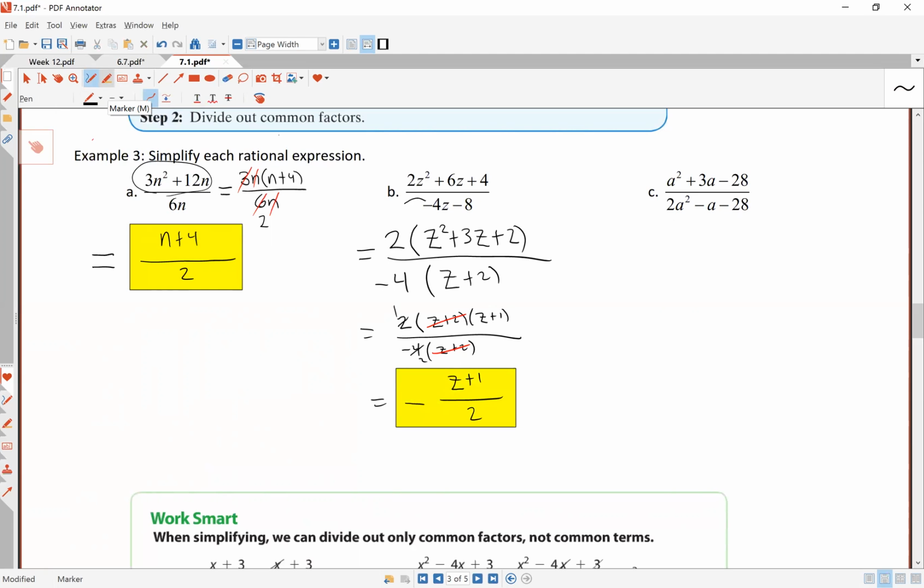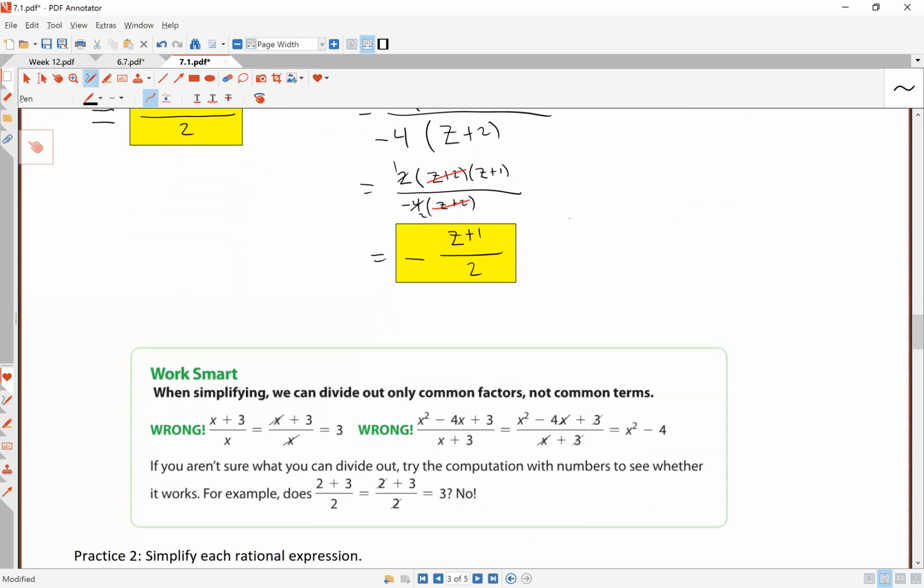Okay, so notice how I'm making sure to factor first. I'm not coming along and saying there's a 4 in the top and a 4 in the bottom. That doesn't work, and that's what the work smart says there. You can't cross these things out. What you have to do is first factor and then cross out. So don't get caught up in trying to cross out before you factor.